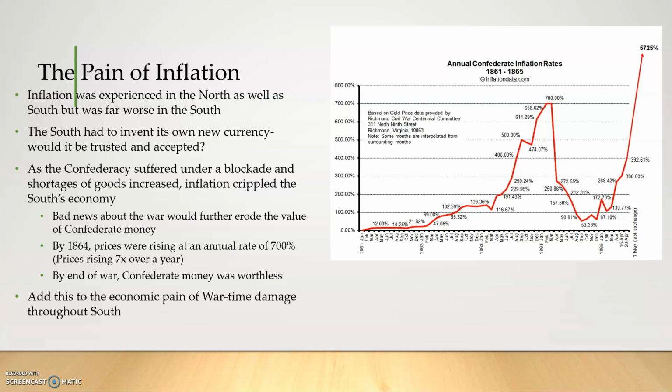As the Confederates suffered because of the blockade and because of damage from fighting armies, its economy was crippled. So its currency became worthless. By 1864, we see prices rising at 7 times a year, and the Confederate money would be inflated to the point of being worth less than the paper it was printed on. So indeed, it would be cheaper to burn your money than it would be to buy fuel to keep your house warm. Add this to the fact of wartime damage, and the Southern economy was in shambles by 1865.